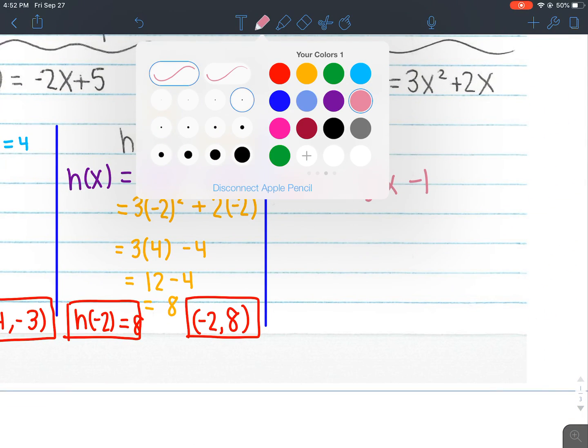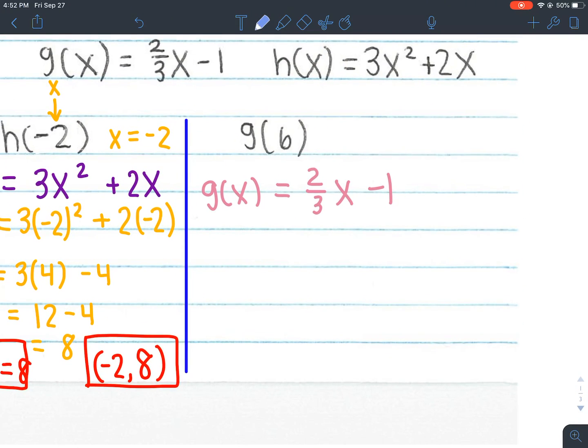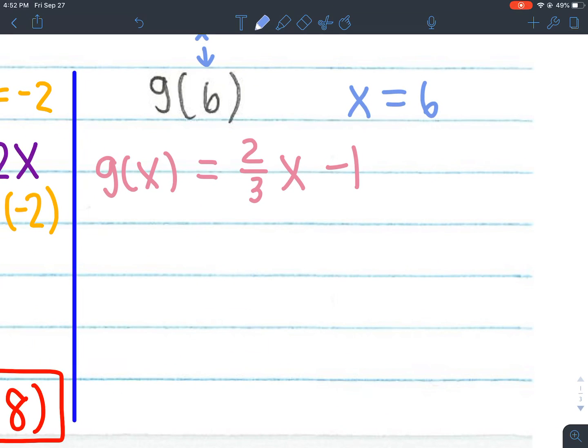All right, what color have I not used yet? I'll use this lilac color, I suppose. So this says that I want to input a 6 for my x value, because instead of x, it's now a 6. So we have x equals positive 6. Anywhere I see an x in my function, I'm going to plug in a 6.